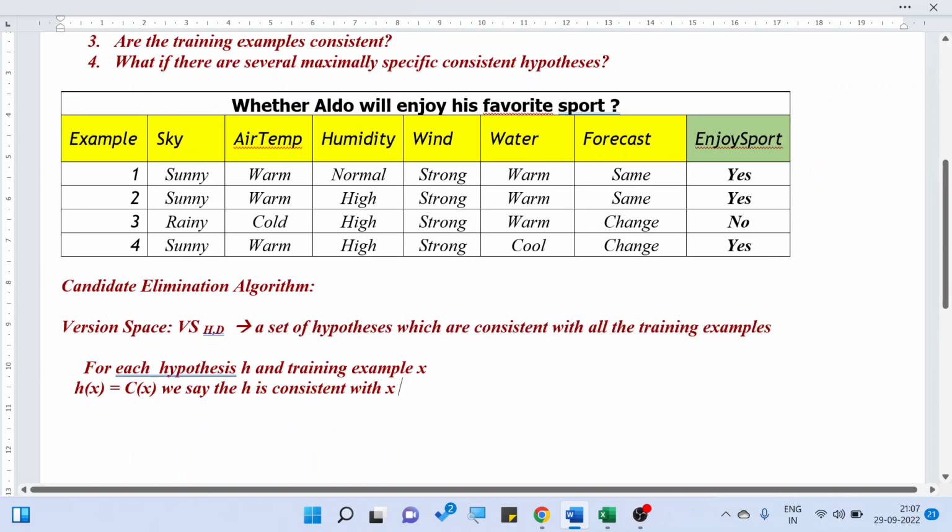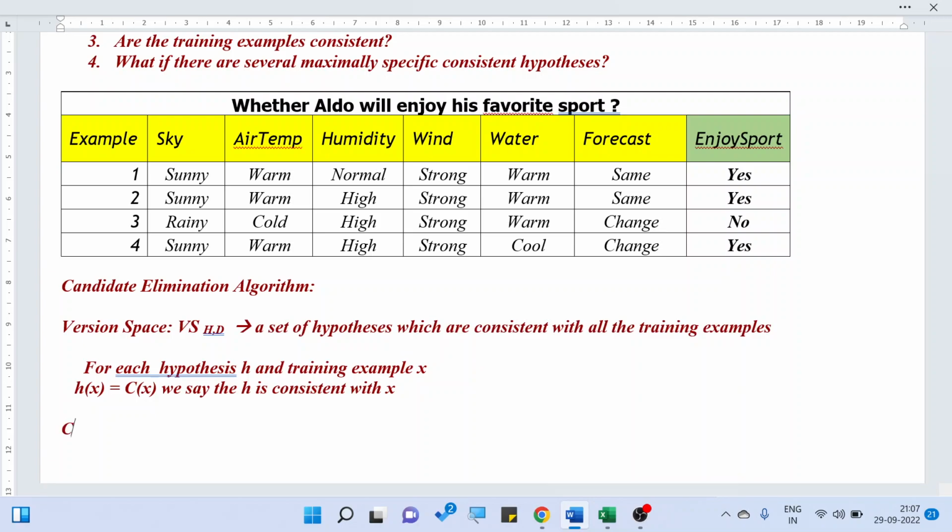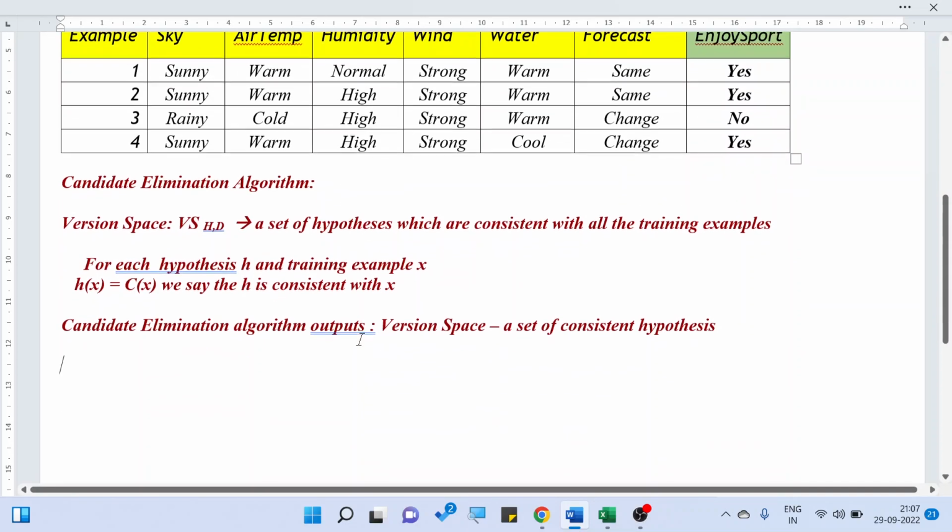So in the candidate elimination algorithm, it outputs the version space. That means we will have a set of consistent hypotheses. So this is the background of the candidate elimination algorithm. Now let us go to the algorithm with the same example.